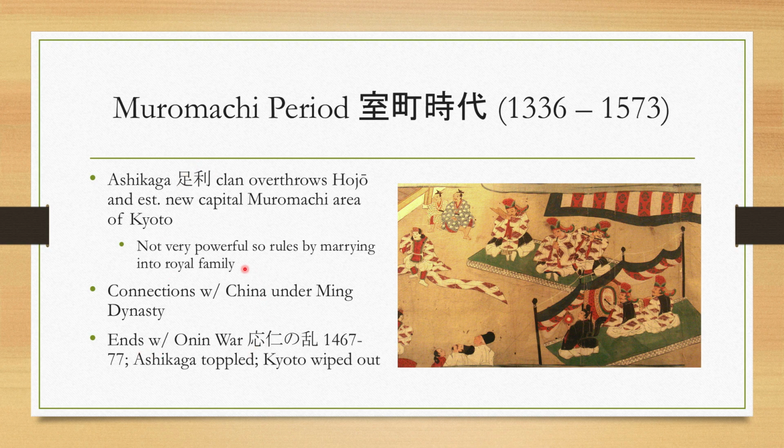This period, in terms of arts and literature, which we'll talk more about later, is famous especially for Noh theater, and also many other famous writings from this time. But this ended with the Onin War, Onin no Ran, in 1467 through 1477. The Ashikaga lose their hold on power, and the city of Kyoto is basically destroyed.